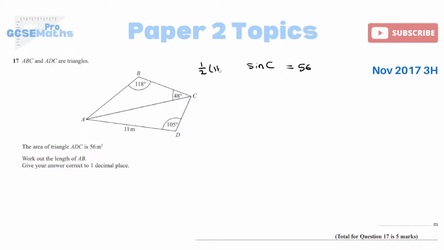Half times 11, but I don't know. So let's call that one C. We'll call this one B for now, right? We don't know that side. It has to be the two sides that surround the angle. So you can leave it as B, you can leave it as X, let's leave it as CD, shall we? Because that's exactly what it is. And then sine of the angle, which is the 105, because I don't really have any other angles, do I?